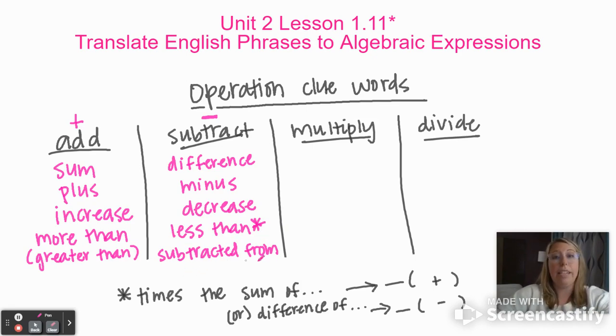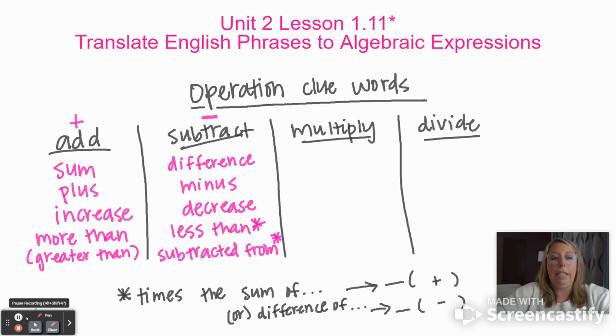And then subtracted from is also one of your flip-them phrases. So 3 subtracted from 5 is not 3 minus 5, it's 5 minus 3. So these two phrases, watch out for those when it comes to subtraction. Because remember, with subtraction, the order matters or your answer will change. All right, let's move on to multiplication.